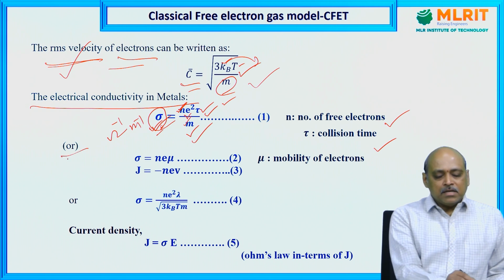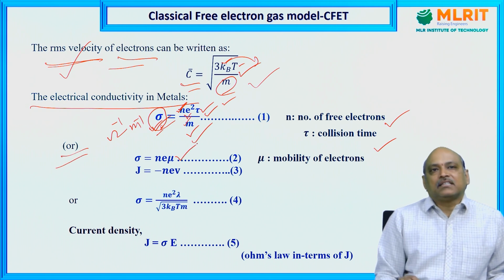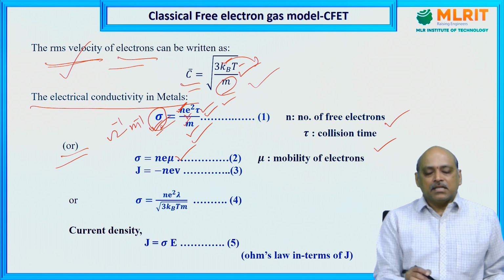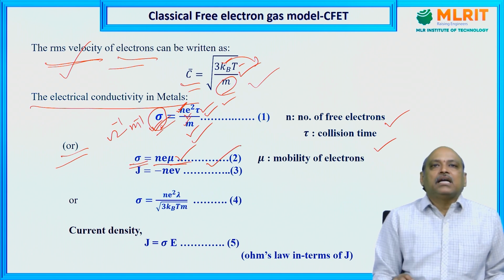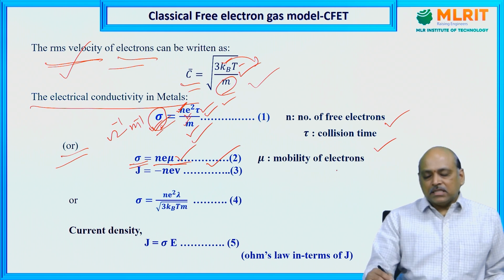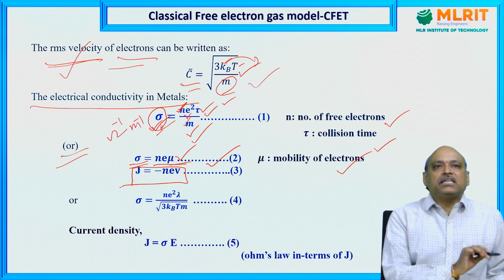The same electrical conductivity in terms of mobility of charge carriers in metals can be written as sigma equal to N e mu, where mu is the mobility of electrons. Now, here one more important equation is there.